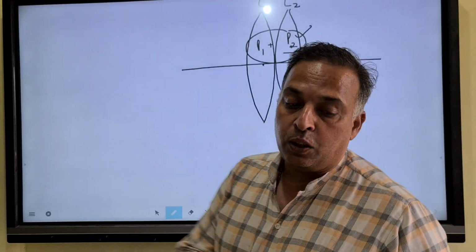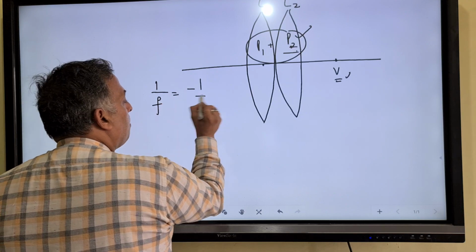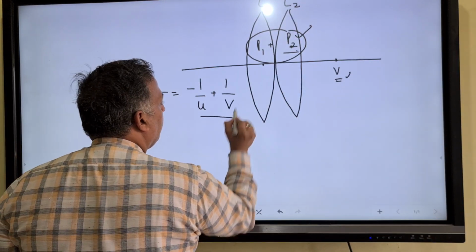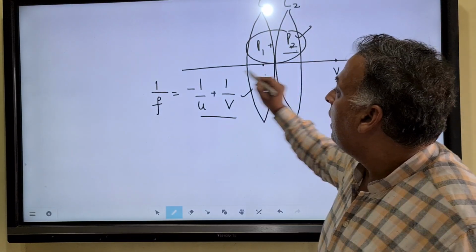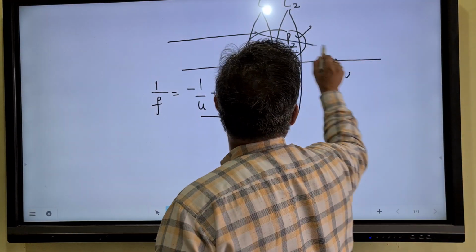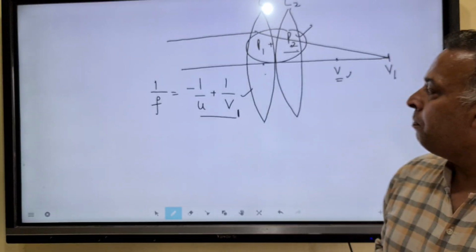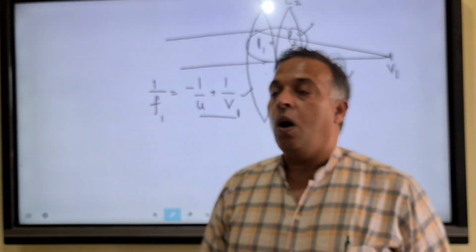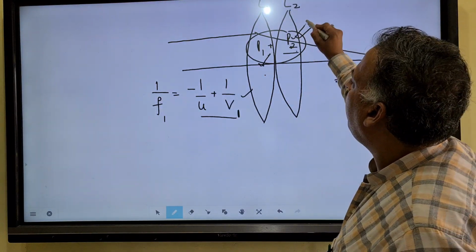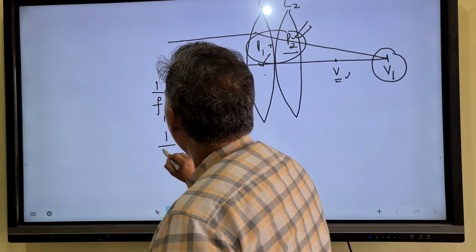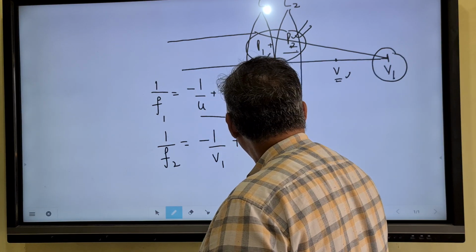When two lenses are in contact with each other, the lens formula is 1 by f is equal to minus 1 by u plus 1 by v. When you put this one lens, an image is formed. This is V1, so we take it as V1. This is the focal length f1 of the first lens. Now this V1 is acting as an object for the second. So 1 by f2 is minus 1 by V1 plus 1 by V2.